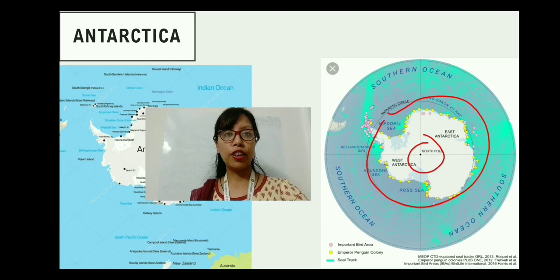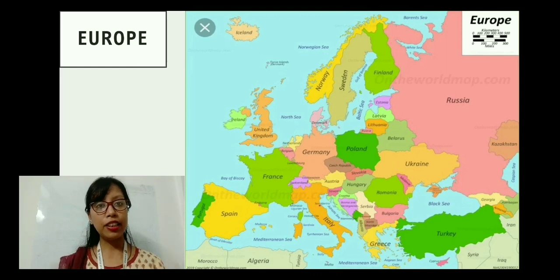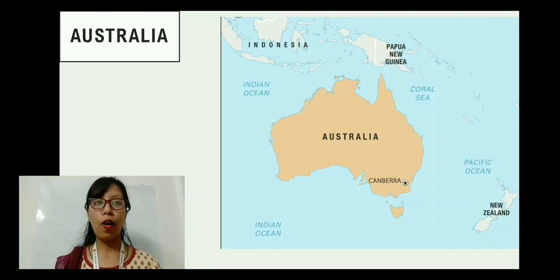Now let's move towards the next continent, which is Europe. As you can see here, in a similar way, the colored parts together form the continent Europe. And the last one is Australia. Australia is the smallest continent.